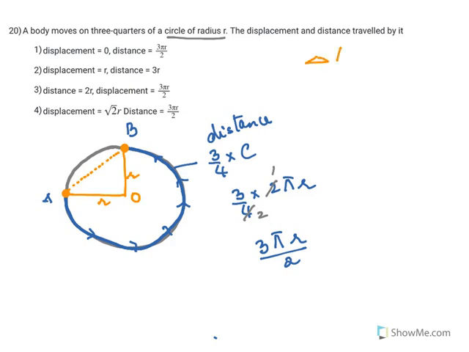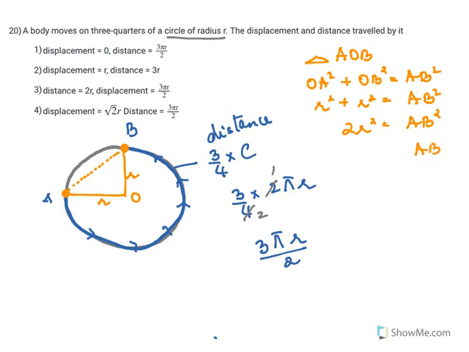So in triangle AOB, I use Pythagoras theorem. So OA square plus OB square equal to AB square, which means R square plus R square equal to AB square. 2R square equal to AB square. AB is under root of 2R square. R into under root 2 equal to AB, and this is our displacement. So the right option is 4.